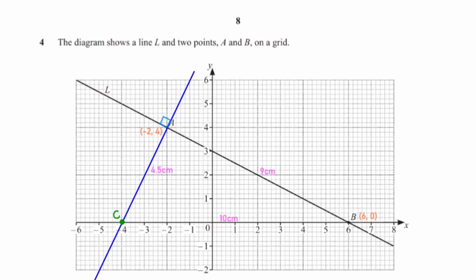The diagram shows a line L and 2 points A and B on a grid.